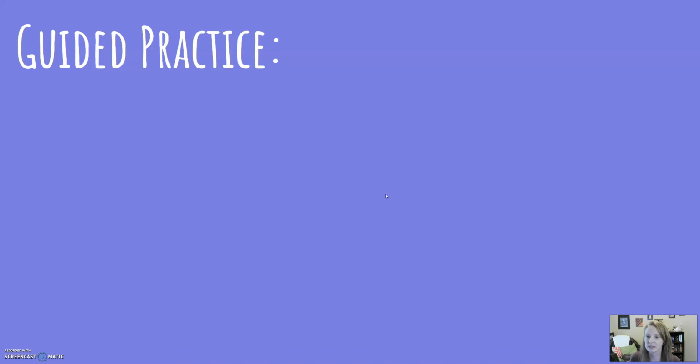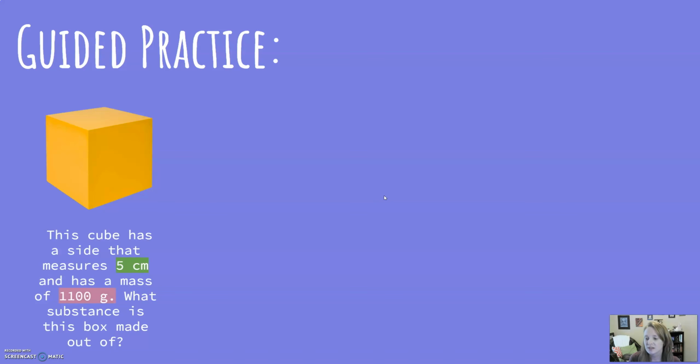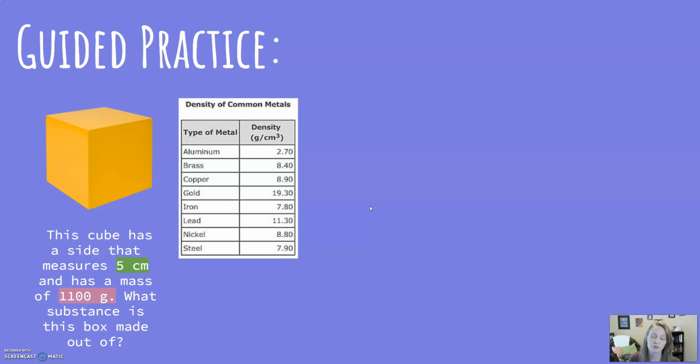Alright, guided practice number 1. We have a cube. This cube has a side that measures 5 centimeters and has a mass of 1,100 grams. What substance is this box made out of? If they're going to ask you for the type of substance based off of a density, they're going to provide you with a density chart like the one from before. This is the same exact one.